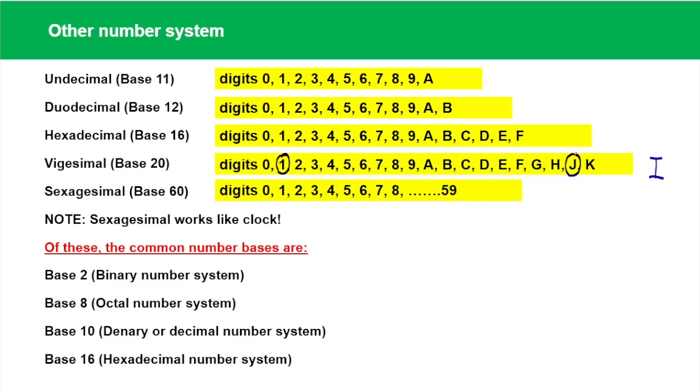And the sexagesimal number-based system works like the clock. Of all these number-based systems, the common number-based systems in use today are the binary number system, which is base 2, the octal number system, which is base 8, the denary or decimal number system, which is base 10, and the hexadecimal number-based system, which is base 16.